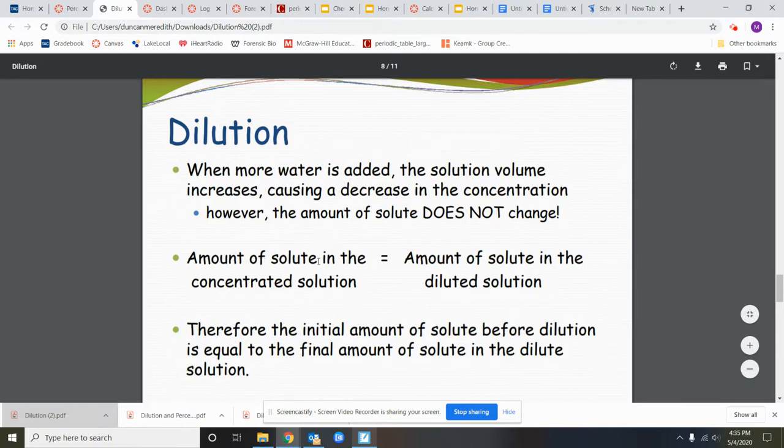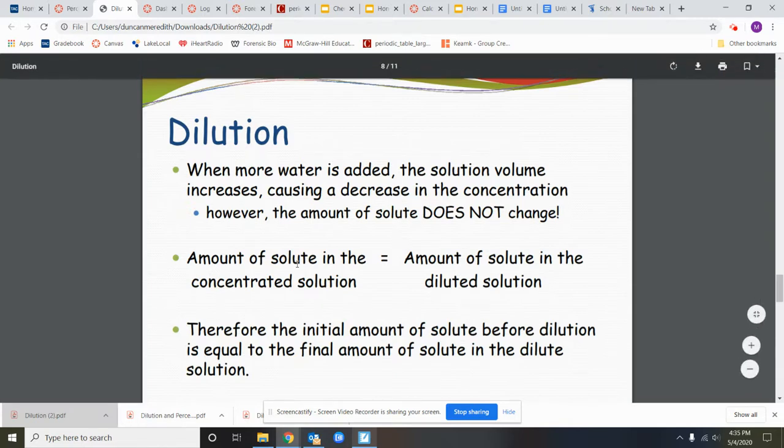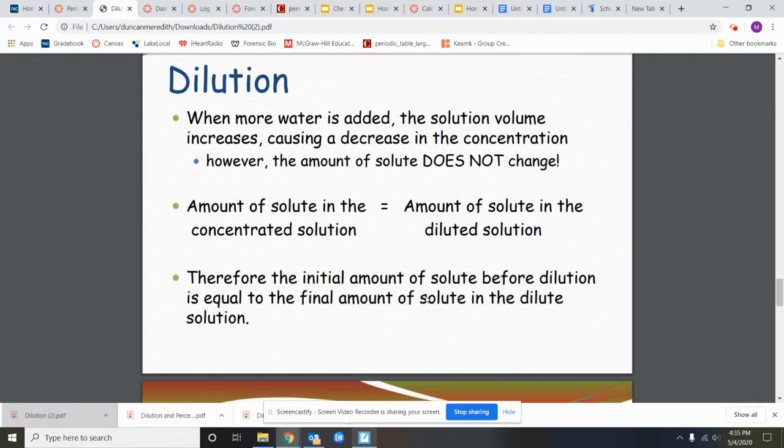So the amount of solute in the concentrated solution is the exact same amount of solute you have in your dilute solution. The only thing different is the amount of water that's been added. So you're going to have a dilute solution because your amount of solute is not changing, but the amount of water is. Okay, so your amount of solute does not change before or after.